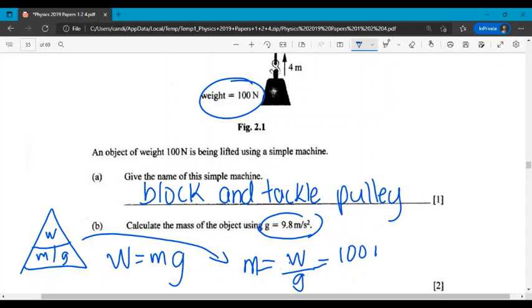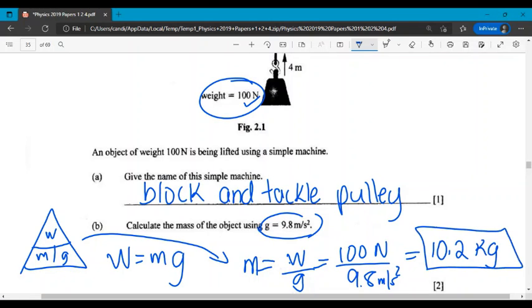So that's mass is equal to weight divided by the gravitational constant. 100 newtons is the weight. We get that from here, divided by 9.8. And that's going to give us 10.2 kilograms. Okay.